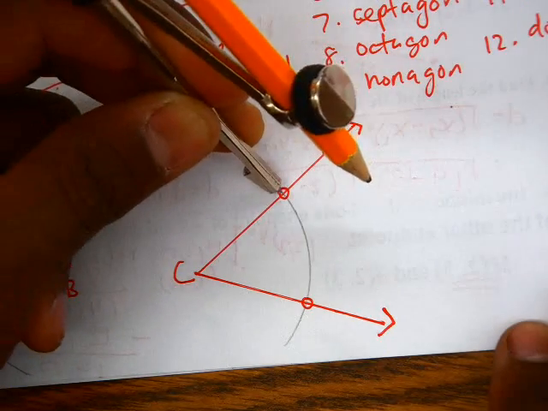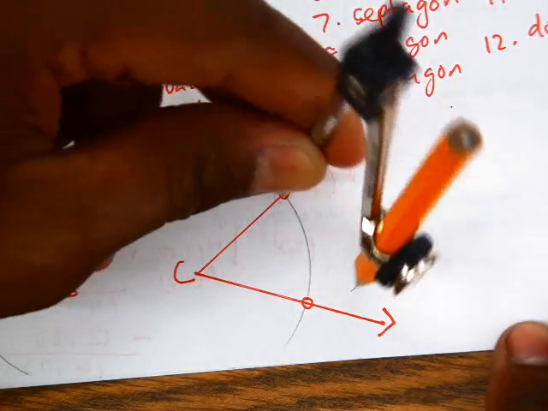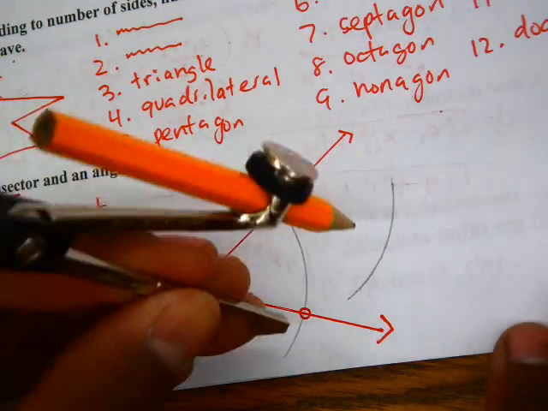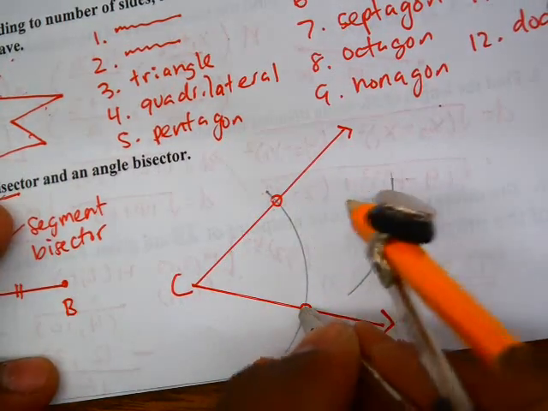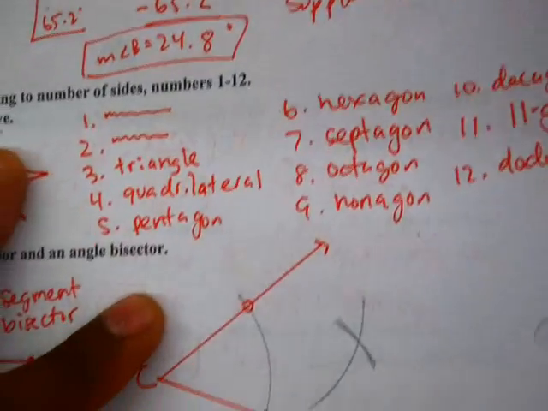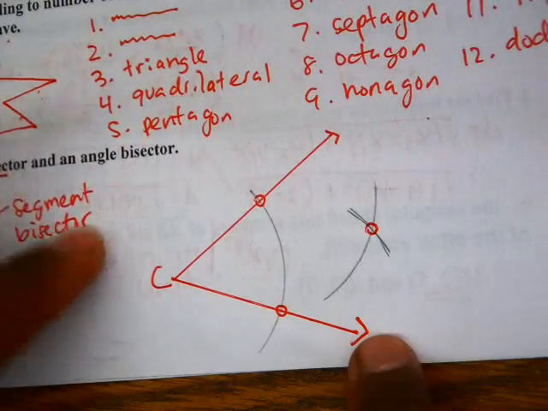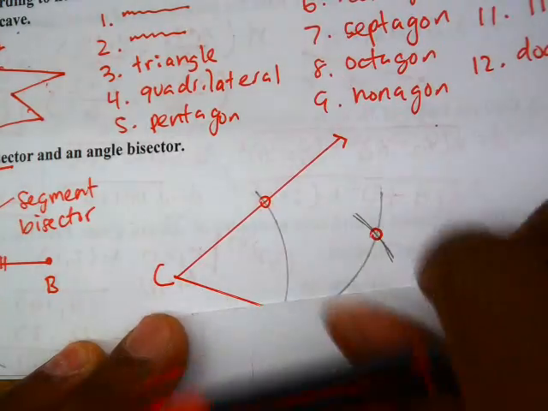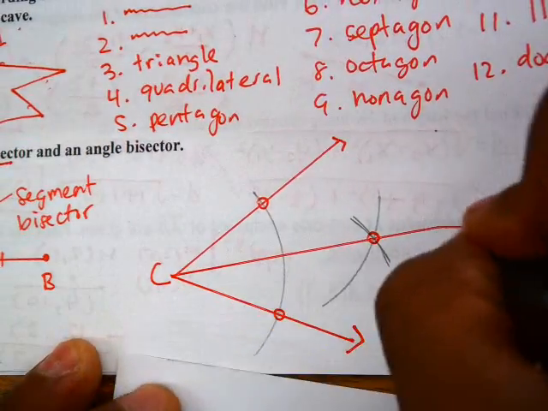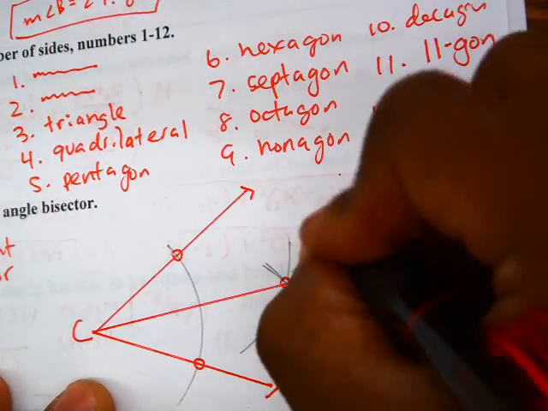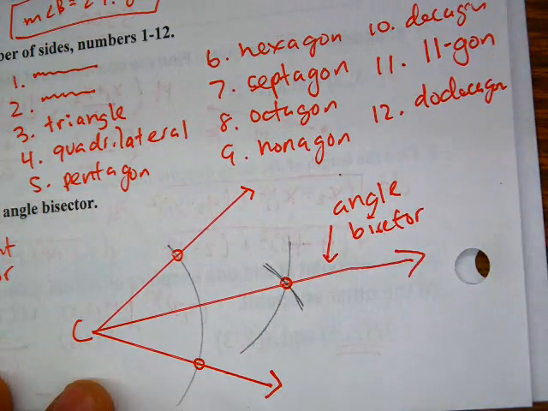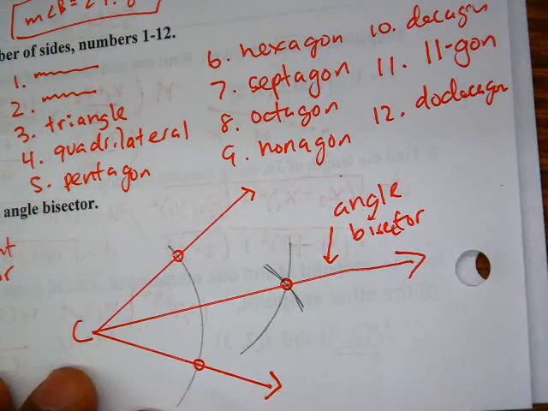Take those two intersection points, open up your compass, and make an arc on the inside of the angle. Keep your compass open to that amount. Go to the point of intersection at the bottom and make that same arc. Again, notice how the arcs intersect there. I need to take that and connect it to my vertex C. This ray right here is an angle bisector. That's the object that's cutting the angle into two equal parts.